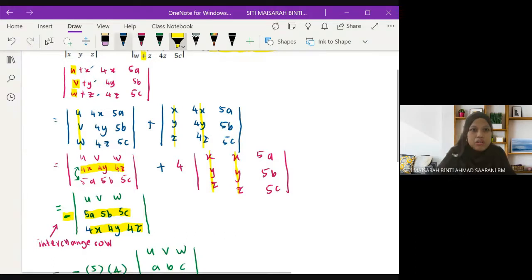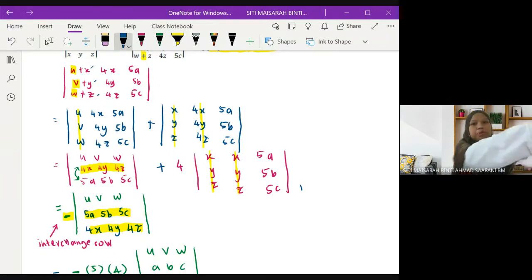Okay. So then we get first column dengan second column ni sama. So kalau sama, ini identical, this is properties. Properties nombor apa? Ini kat show. Sekejap, bila check.